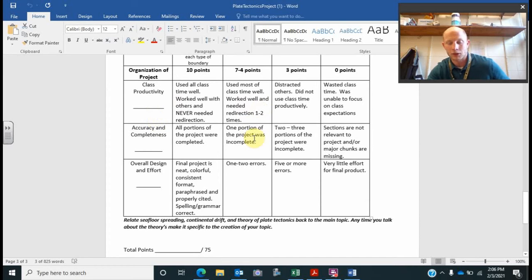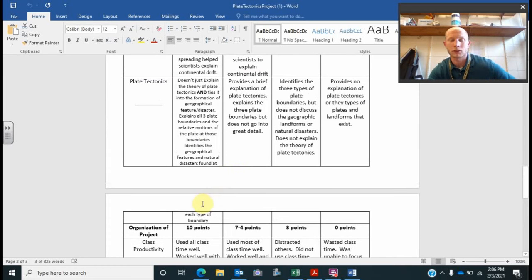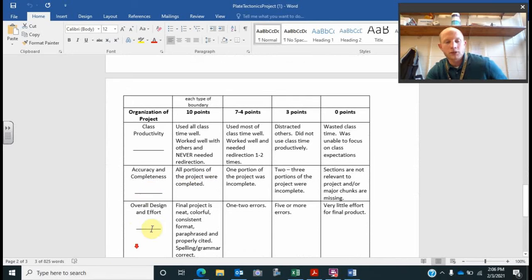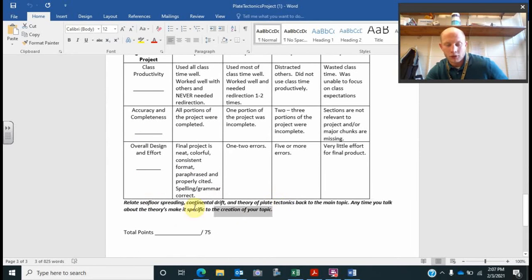Class productivity, I'm not really going to grade you guys on that because you're not in my class. You're not in class, so I don't know. Accuracy, completeness, yep. And again, this is me saying the same thing 10 times over in this little rubric.